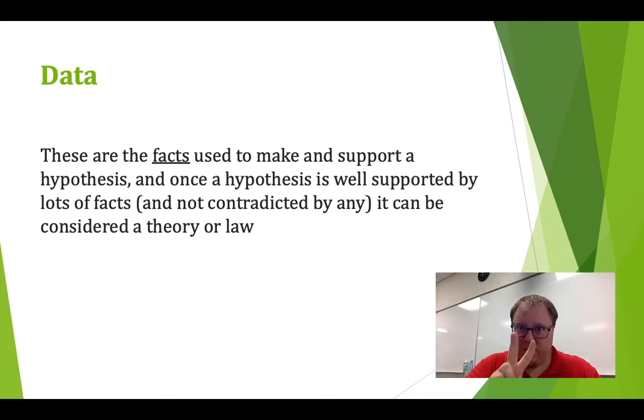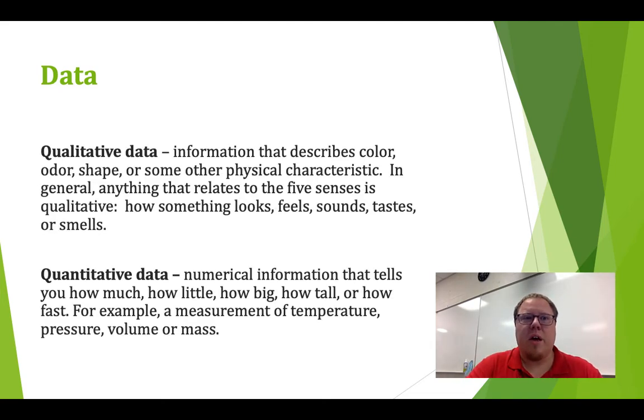Now there are two kinds of data, right? Qualitative data and quantitative data. Qualitative data is information that describes, all right? So color, odor, shape, or some other physical characteristic. It's a description. Earlier I said that my shirt is red. That is qualitative data, right? In general, anything that relates to the five senses, how something looks, feels, sounds, tastes, or smells, is qualitative. It's a quality about it.